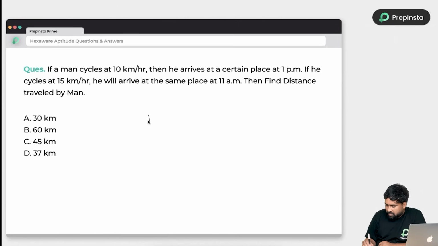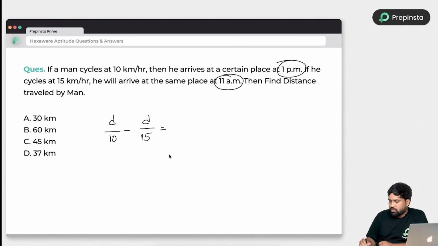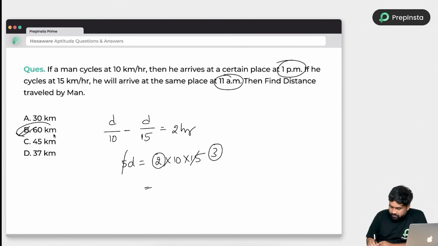So just look here. D divided by 15, you will take some time, and D divided by 10, you will take some time. And the time difference, 1 p.m. to 11 a.m., is 2 hours. So answer completed. Cross multiplication. 15D minus 10D is nothing but 5D is equal to 2 into 10 into 15, which goes to the other side. 10 into 15, 5 will cancel this 3 times. 3 2s are 6. 6 into 10, 60 kilometers. So option B is the correct answer.